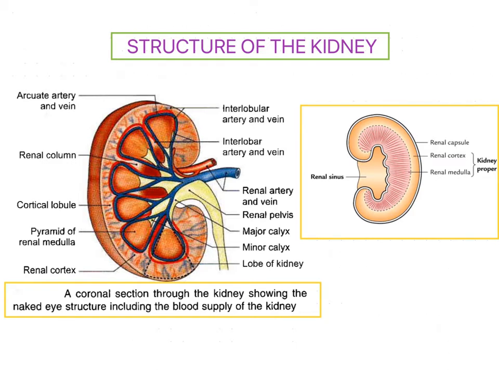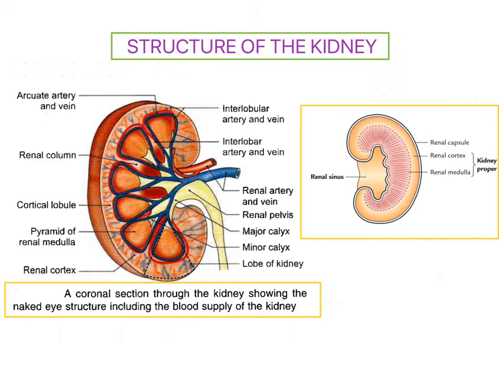In the previous session we have discussed the coverings or capsules of the kidney. Now in this session we are going to discuss the structure of the kidney. Here, in the coronal section of the kidney, we are going to study the structure by naked eye examination. When we cut the kidney in the coronal plane, what will happen?